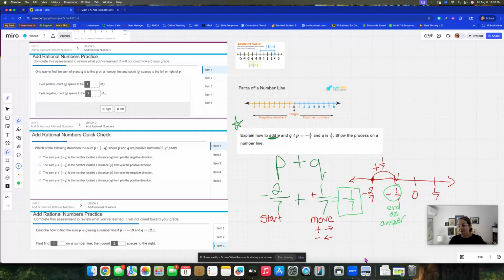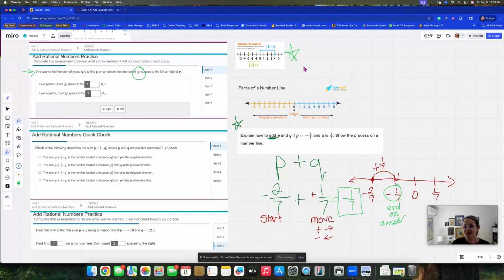Okay, so that's the general process of the number line, and that's the idea with the P and the Q. So now let's look at these problems. So up here, one way to find the sum of P and Q is to find P on the number line and count absolute value of Q spaces to the left or right of P. Let's talk about that absolute value.